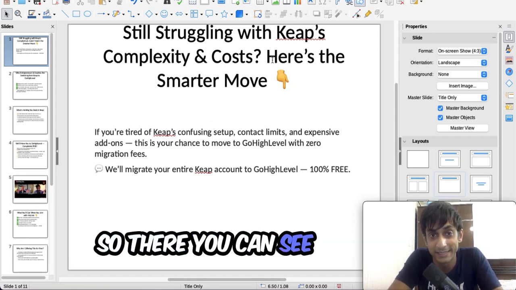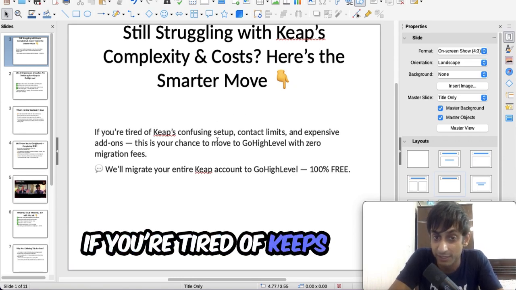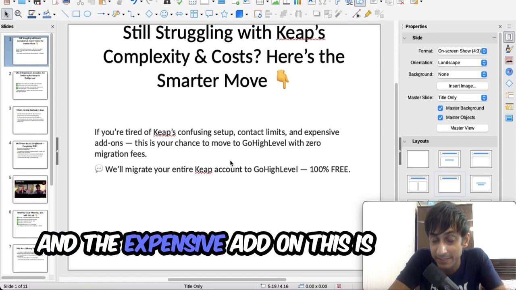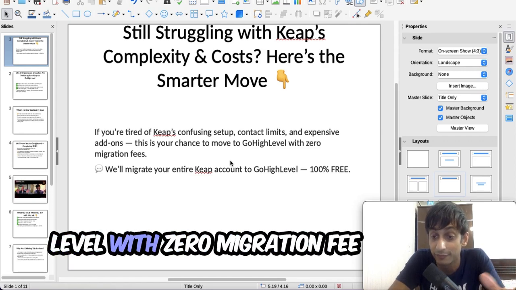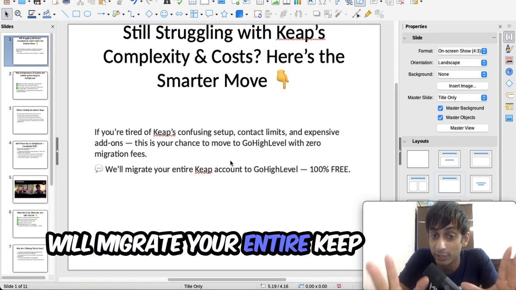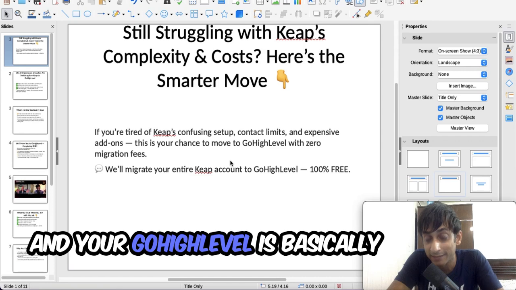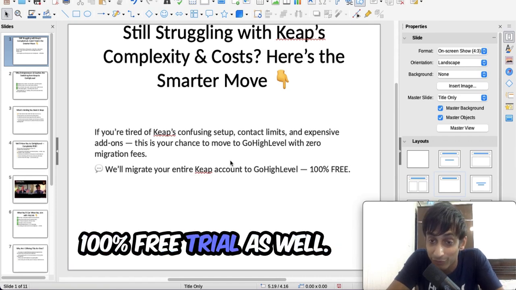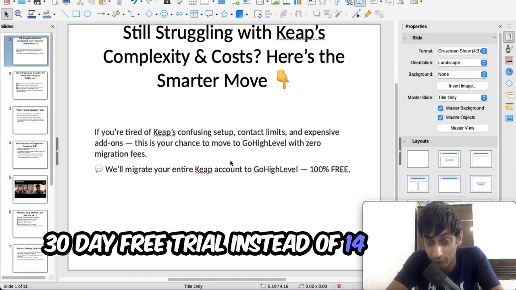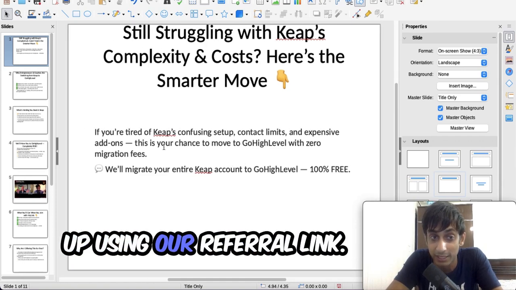So there you can see, it starts with: if you're tired of Keap's confusing setup, contact limits, and expensive add-ons, this is your chance to move to GoHighLevel with zero migration fee. We'll migrate your entire Keap account to GoHighLevel 100% free by the experts. And your GoHighLevel is also a free trial, a 30-day free trial instead of 14-day, because you're going to sign up using our referral link.